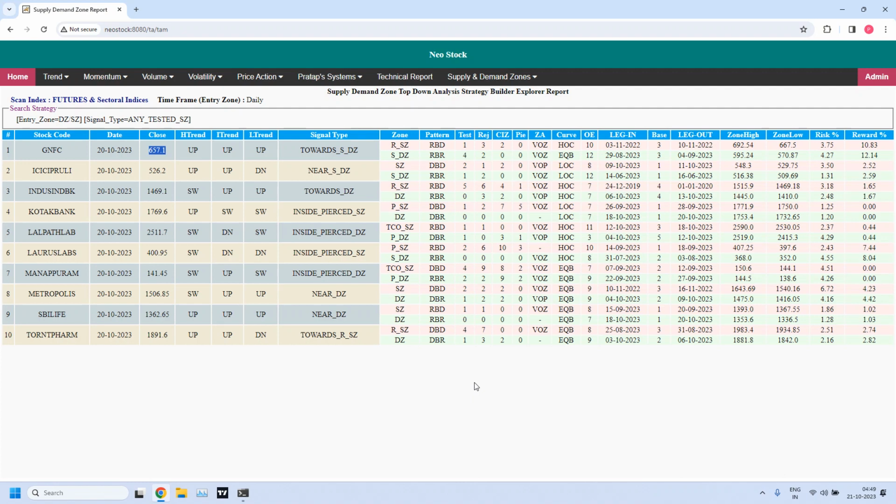Great. That is comparing from the zone low. Maybe we might have taken a deep entry, then the return could have been even more than that. So we didn't find this stock in our yesterday's list.